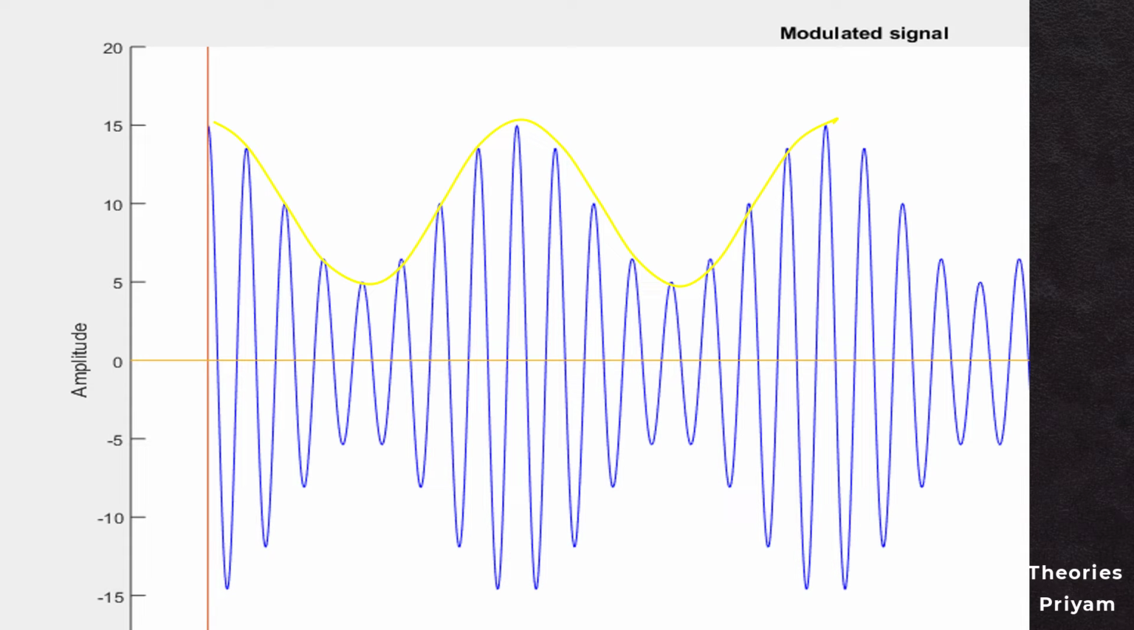Here, at first, the capacitor will charge up to the voltage Vm1 at point A when the diode is in the forward bias condition. Then the capacitor continues to discharge across the resistor R up to the voltage V1 at the point A prime when the diode is in the reverse bias condition. Again, when the amplitude modulated signal becomes greater than the voltage V1, then the diode will be in the forward bias condition, and the capacitor will start charging up to the value Vm2 at the point B.